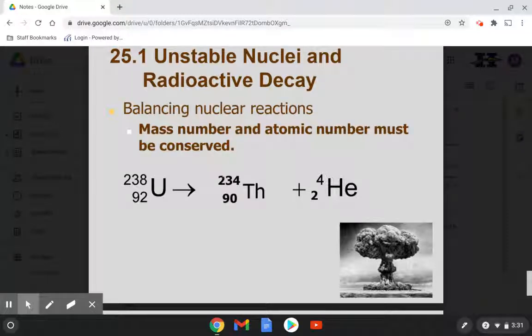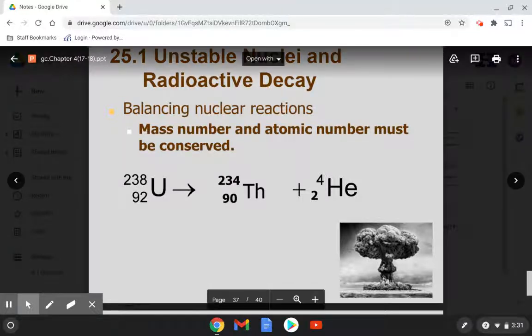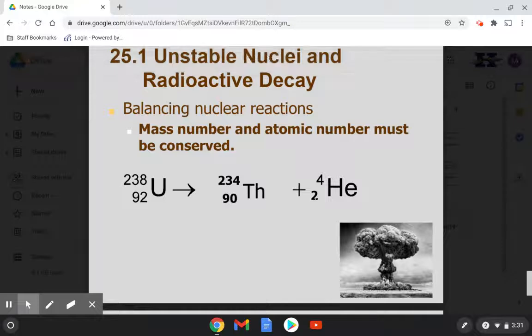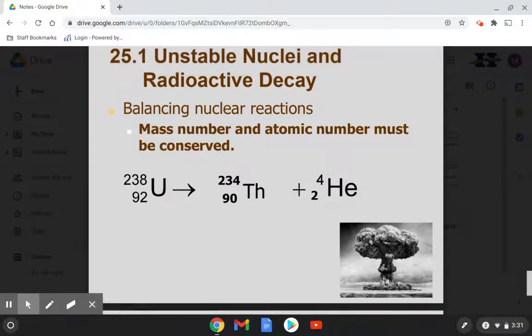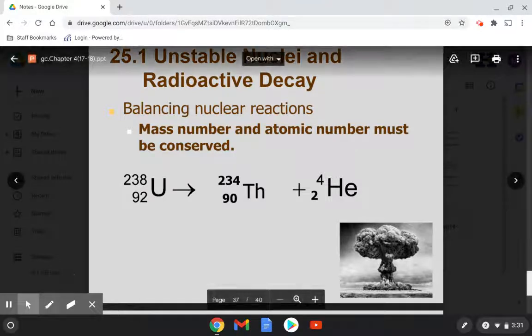In order for this side to be the same as this side, there needs to be two more added to the atomic number, and we need four more added to the mass number. So each side is going to have a total of 238. This side is going to have 238, and this side is going to have 238, so the mass number is the same, and the atomic number is the same on both sides. Again, this is 92, and this is 92 also.